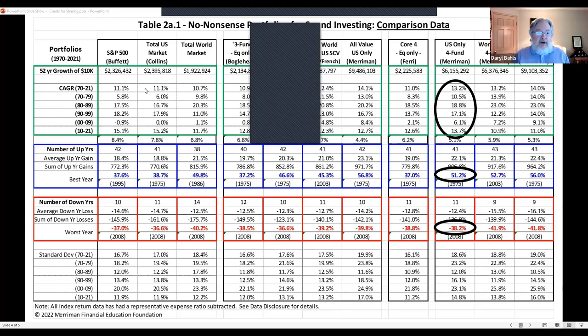She mentioned in her email J.L. Collins, for example, who is a total U.S. market person, which is essentially the S&P 500. Over the last 50 years or so, that's had about 11% return. Well, the U.S. four fund has had a 13.2% return. That's about 2% per year higher on average return than the total market.